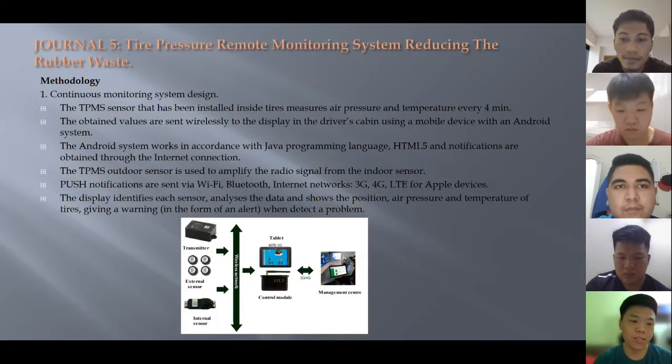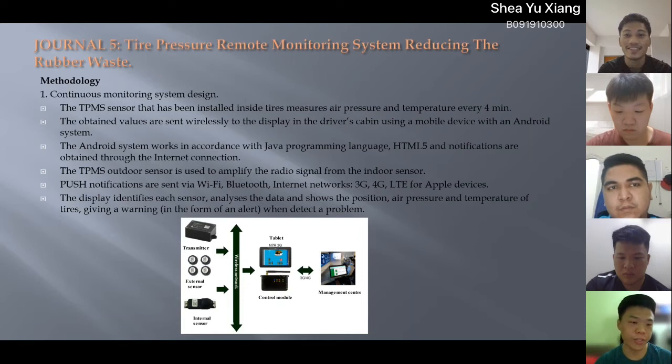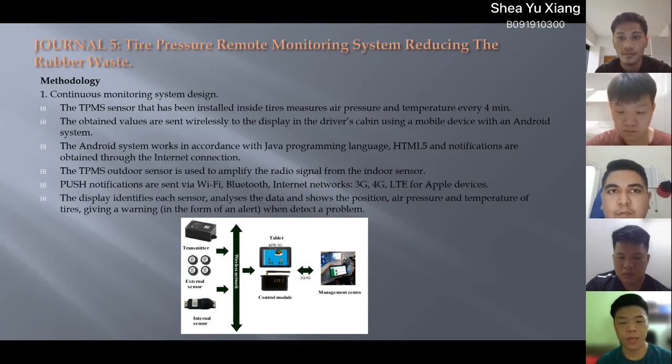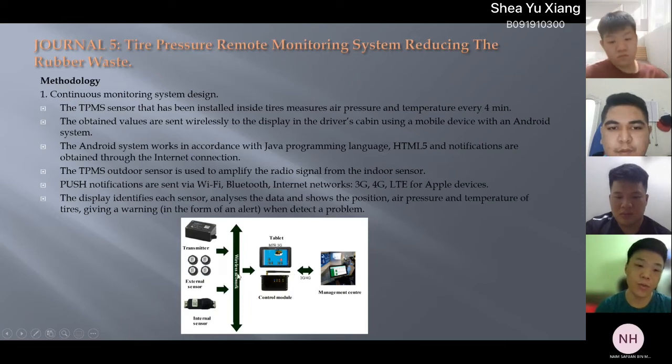That's all. Last journal, journal 5, the title is Tire Pressure Remote Monitoring System to Reduce the Rubber Waste. So in this journal, there are 3 methodologies used. The first one is continuous monitoring system design. So there are 6 components here. You can see these 6 components are used to design the monitoring system.